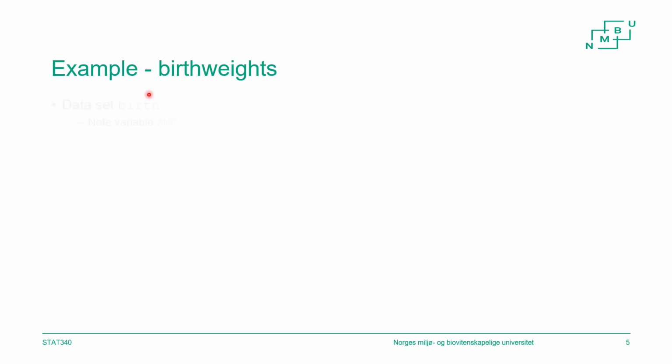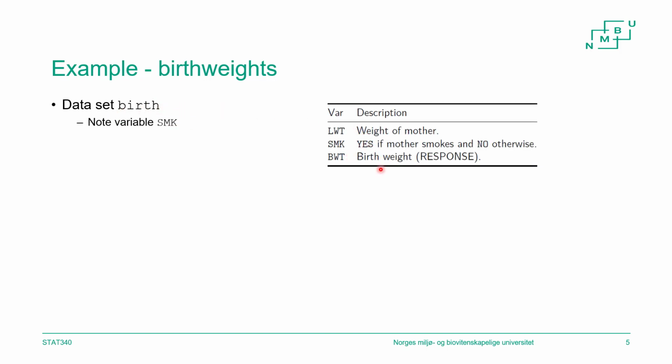Example, birth weights. And you remember this dataset, birth? We saw it in the exercises last week. And there we looked at how birth weights of children vary by the weight of the mother. Right? That was a regression analysis from last week. Simple regression. Now we have another variable here, which is smoking, yes or no. This is a factor.